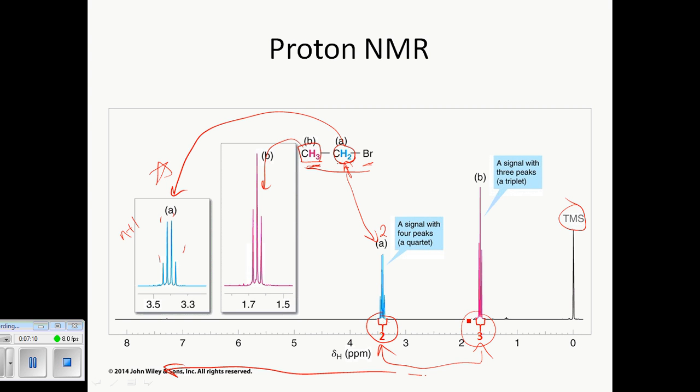So there's a lot we can learn and practice with NMR. There's a lot of new stuff, and I encourage you to get into it and practice it so that you can figure it out. It's kind of fun after a while because it's like a puzzle to solve.